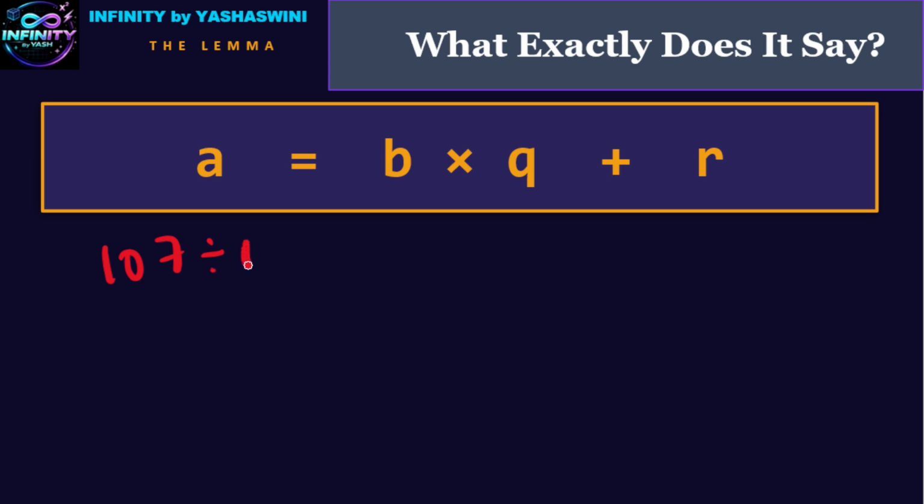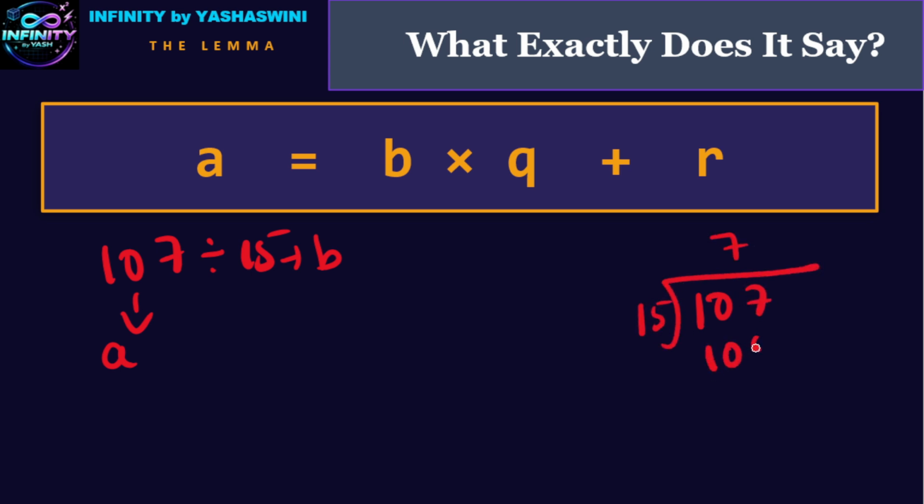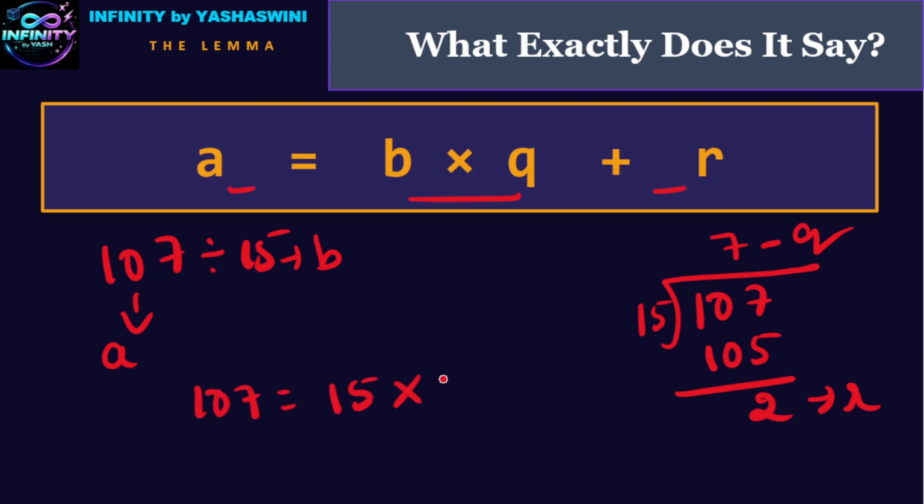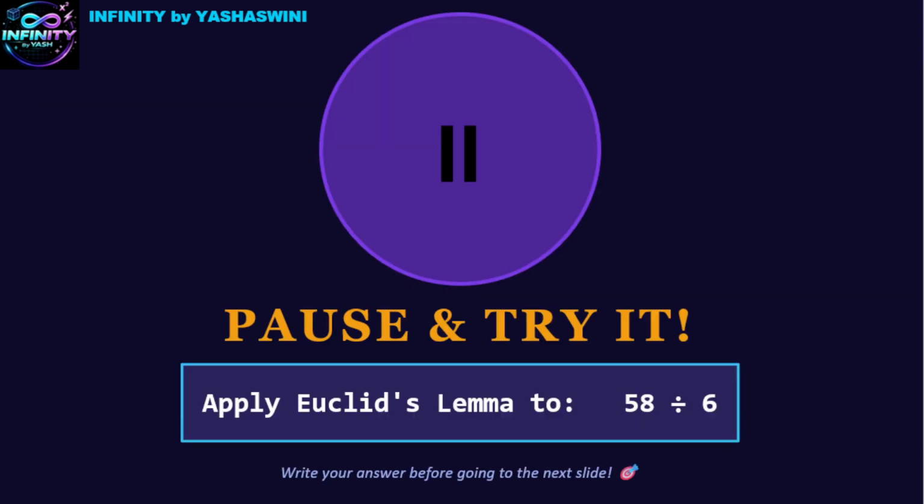Divide 107 by 15. Here 107 is A and 15 is B. When you divide 107 by 15, 15 times 7 is 105 and 2 is a remainder. So according to Euclid's division lemma, A is equal to BQ plus R. We can write it as 107 is equal to 15 into 7 plus 2, where R should be less than B. Therefore, the condition is satisfied. Now it's your turn. Pause the video and try 58 divided by 6 yourself.